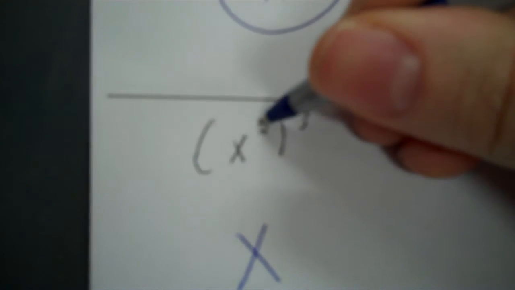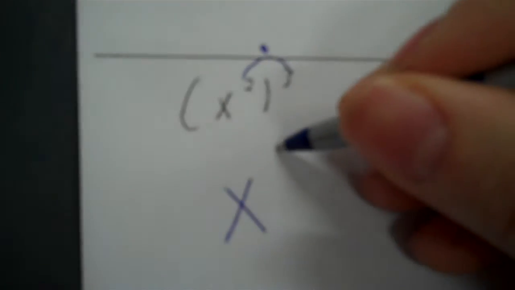Okay, now in the next property, we have a parentheses with x to the second power, and then outside we have a third power. So it's an inside-outside power. So I write the base down, and what I do is I distribute the powers, which means I multiply. So 2 times 3 is 6.